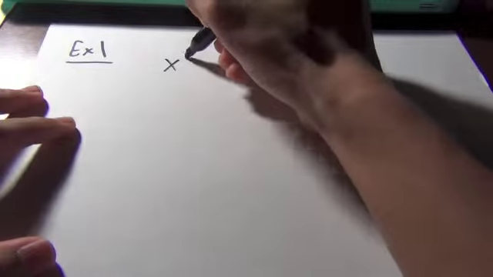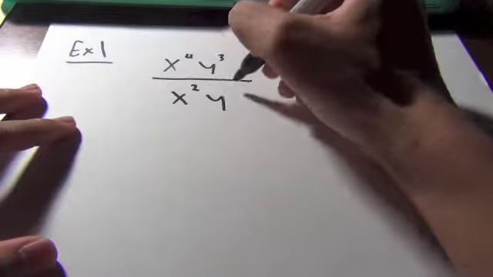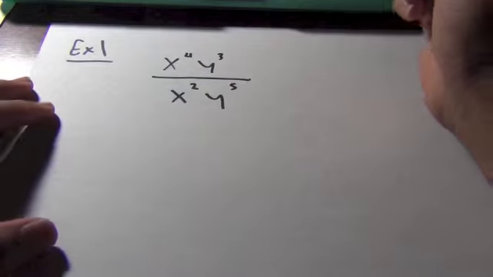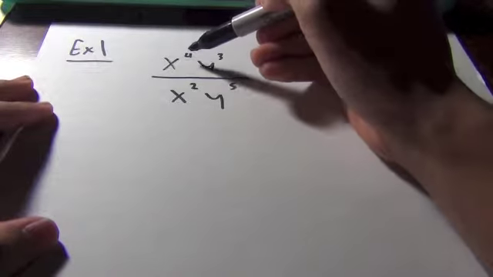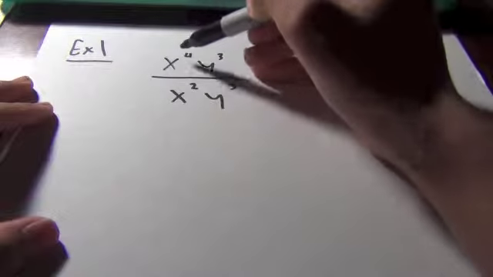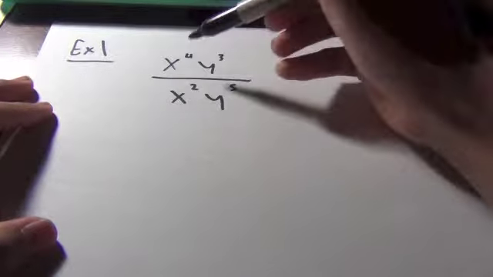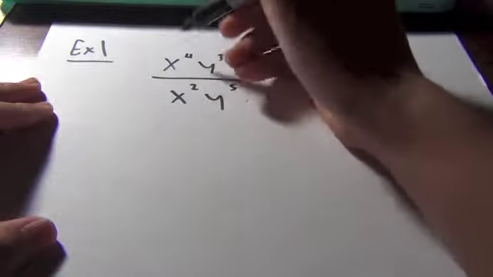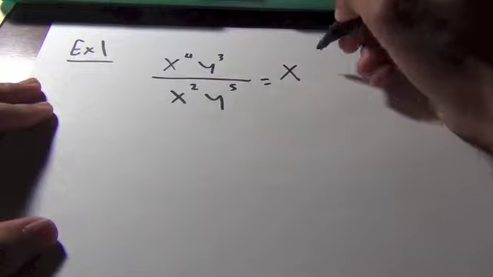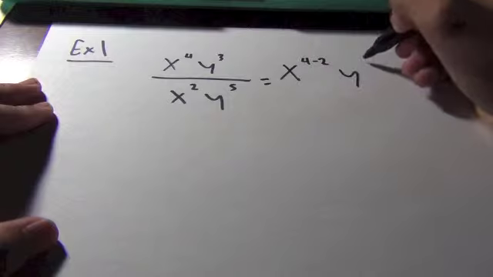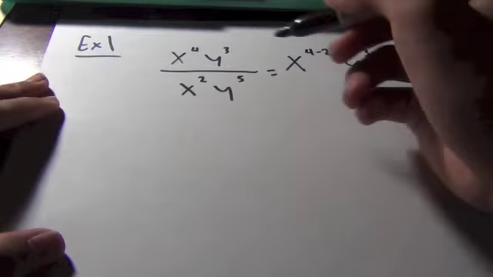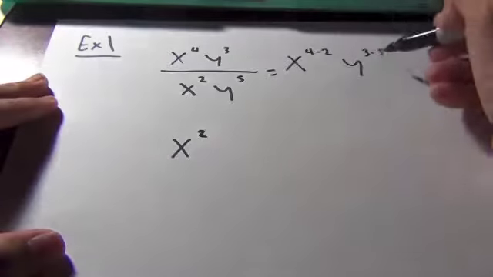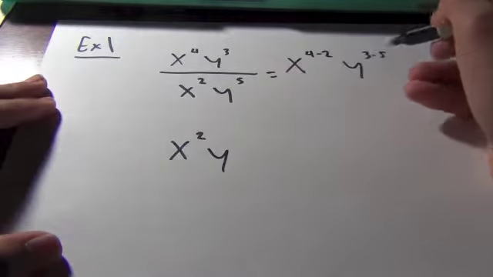Example 1. Simplify x to the 4th and y to the 3rd over x squared and y to the 5th. I can simplify this by using one of the properties. These x's are the same base and these y's are the same base, and they have different exponents. Since it's division, I can simplify this to x to the 4 minus 2 and y to the 3 minus 5. So this equals x squared y to the, whatever 3 minus 5 is, negative 2.